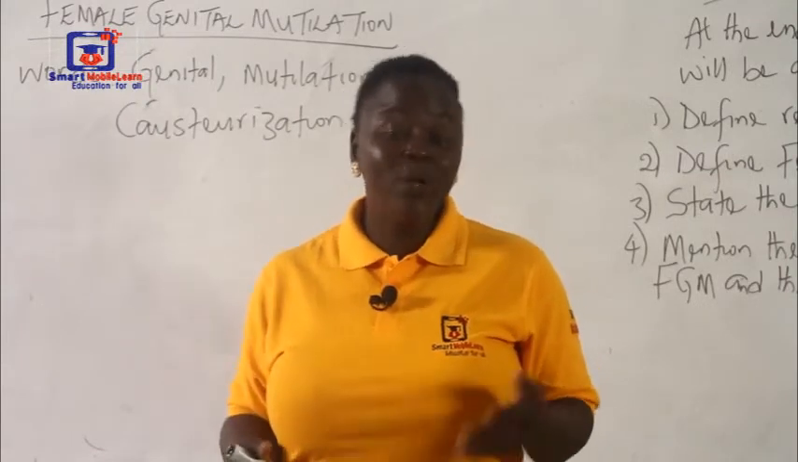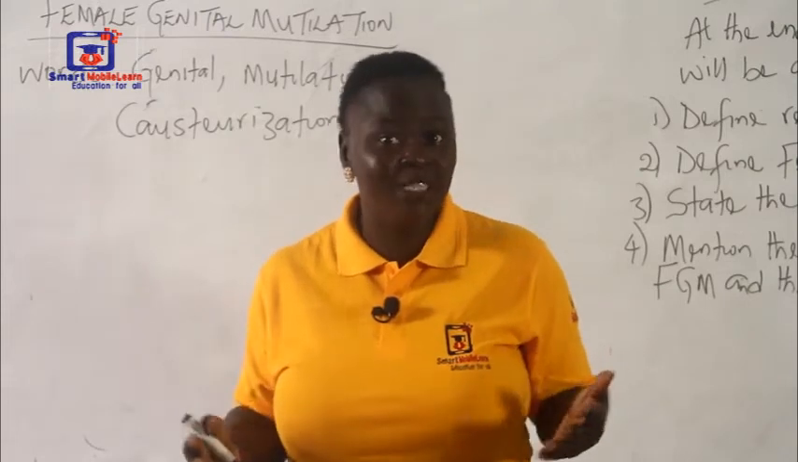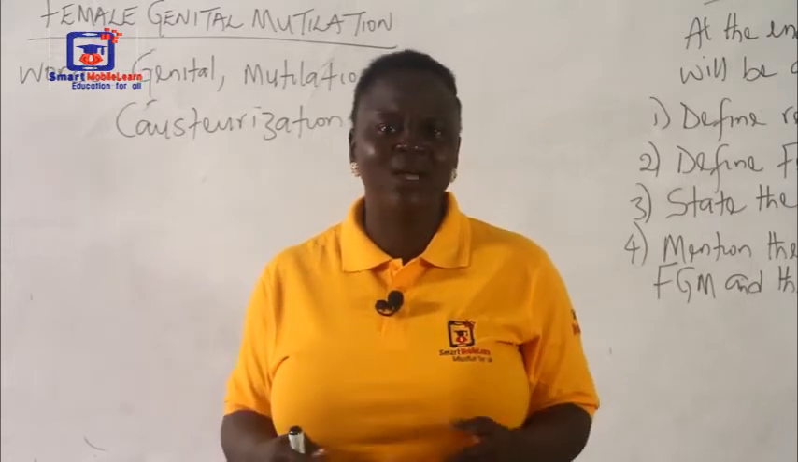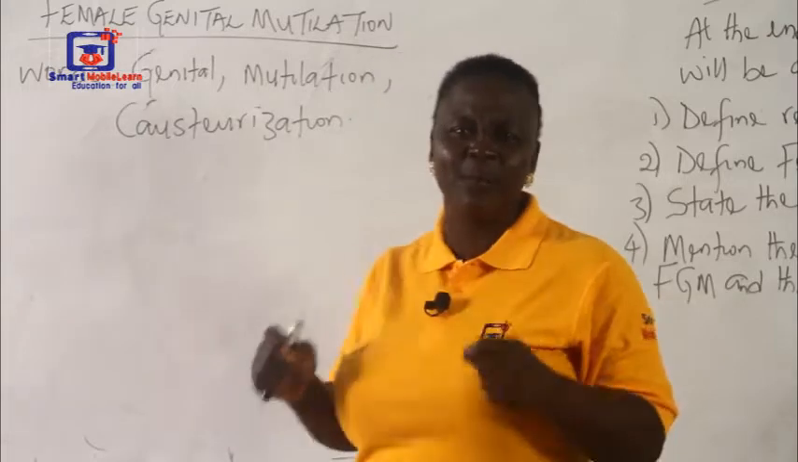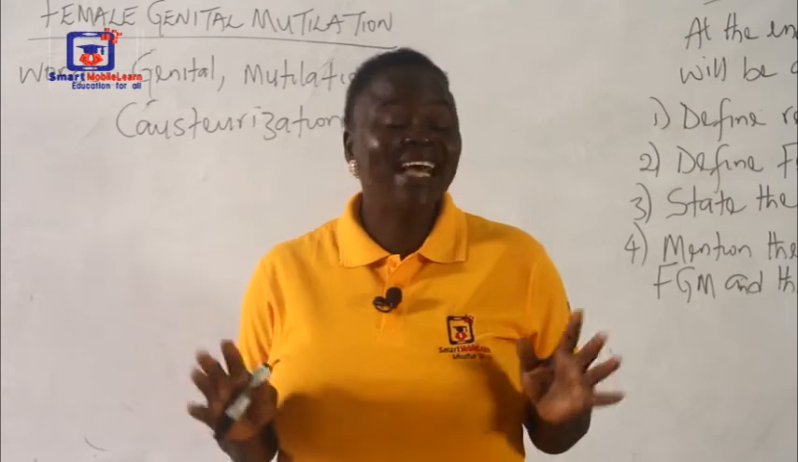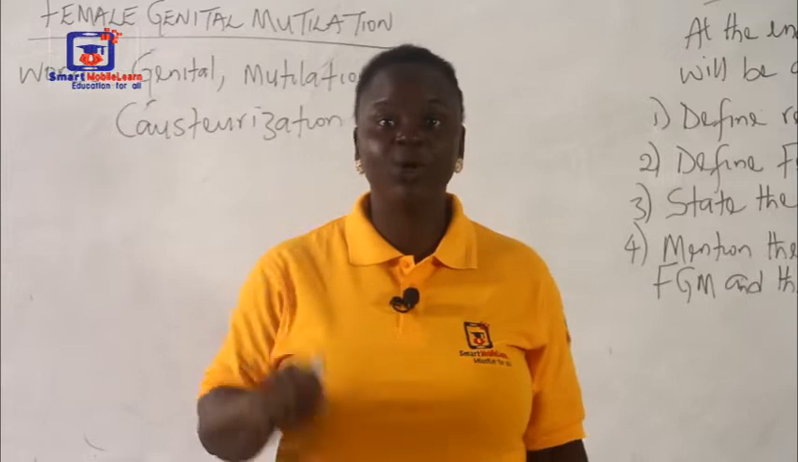Some people will liken female genital mutilation to male circumcision. For the male, circumcision is okay because it's the cutting away of the foreskin. But with female genital mutilation, I've told you the key word there, mutilation is abuse. It means a girl child's right is being abused. There are different types of female genital mutilation, but for this lesson, we are going to be considering 4.